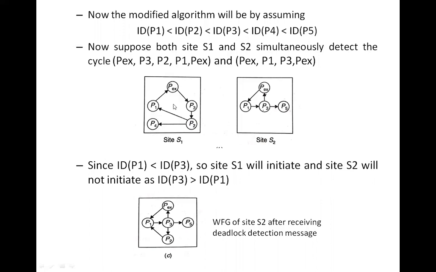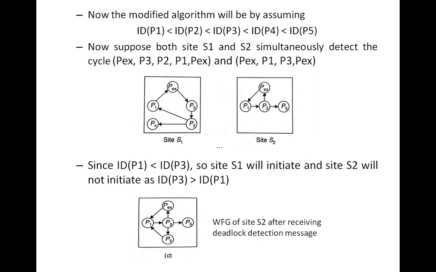It will send the message to the site S2, and once this message is received, it will modify its WFG and try to detect whether there is a deadlock or not. So this is WFG based, and it is also known as the path pushing algorithm.